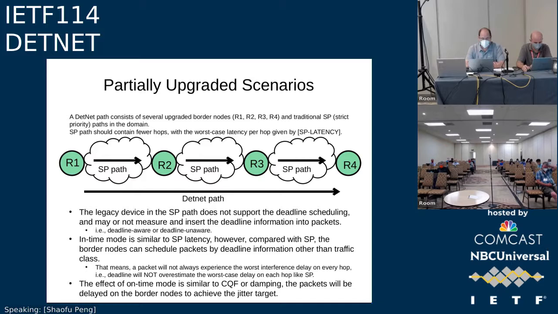In-time mode is similar to SP latency. However, compared with SP, the border node can schedule packets by deadline information other than traffic class. That means a packet will not always experience the worst interference delay on every hop. The deadline scheme does not overestimate the worst-case delay on each hop, unlike SP. The effect of on-time mode is similar to CQF or traffic damping. The packet will be delayed in the border node to achieve the JIT target.